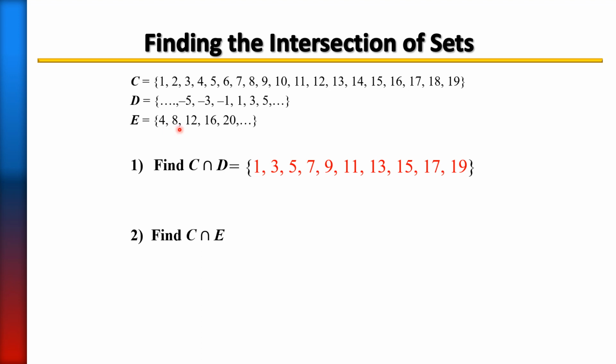8, 12, 16, 20. Do they share 20 in common? No, because there is no 20 in the counting set. This set goes to 19. So the intersection would be just those 4 members: 4, 8, 12, and 16. Intersection of sets.